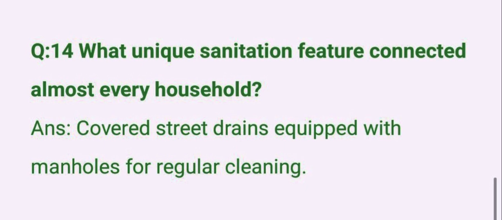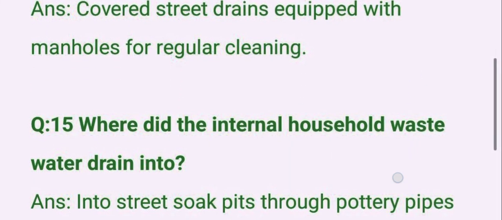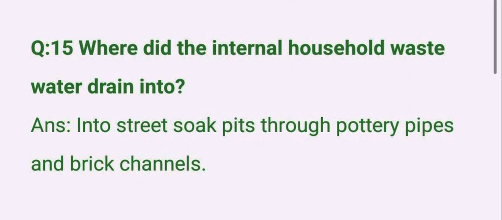What unique sanitation feature connected almost every household? Covered street drains equipped with manholes for regular cleaning. Where did the internal household waste water drain into? Into street soak pits through pottery pipes and brick channels.